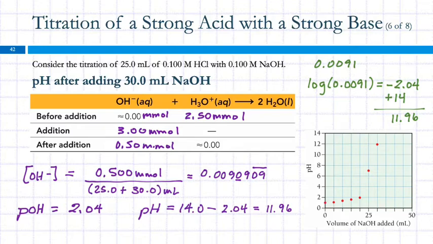Well, I can take the negative log here, and then I'm going to subtract that number from 14. Or I can just leave off the negative, combine the negative from the one equation to the other, and it's just a fast shortcut on your calculator. If you don't like it, don't do it. That's fine.